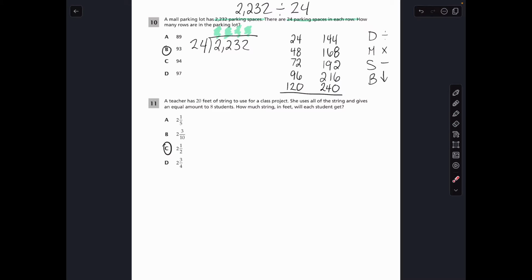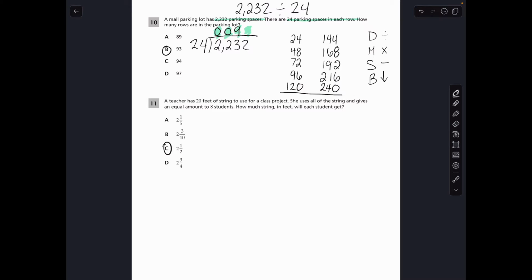And now I'm going to do my steps. I'm going to try and divide. I can't do 2 divided by 24. So I'm just going to put a 0 up top and go to my next digit, which is 22. I don't have enough to do 22 divided by 24. So I'm going to put another 0 there. Now I'm doing 223 by 24. So how many groups of 24 can I take out of 223? I can take 9 groups of 24 because that's 216.